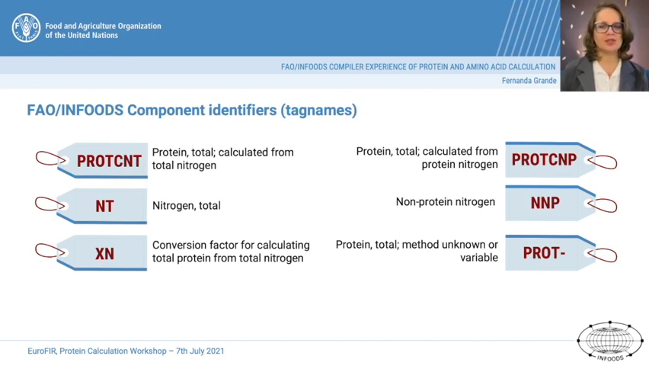The three tag names on the left should be used for the indirect method, where we have total protein calculated from total nitrogen. On the right, the first two tag names refer to total protein calculated from protein nitrogen, and the last tag name should be used when the analytical method for total protein is unknown.